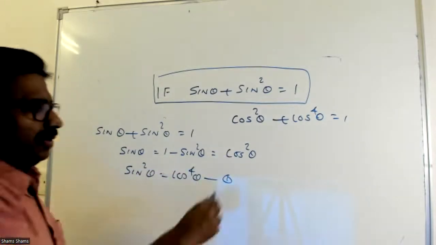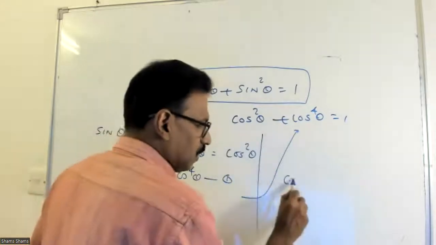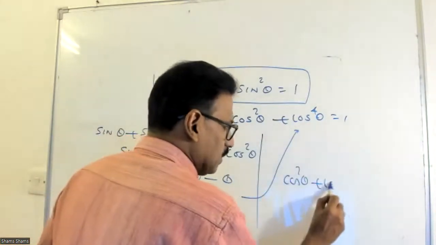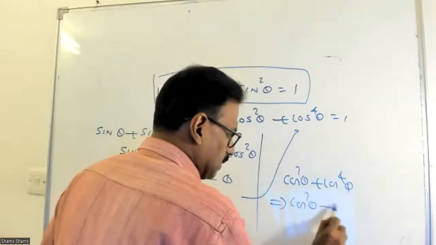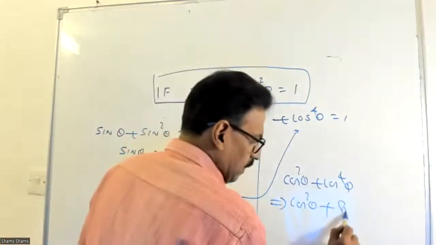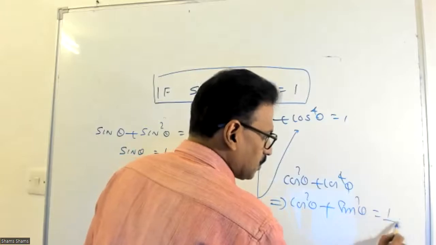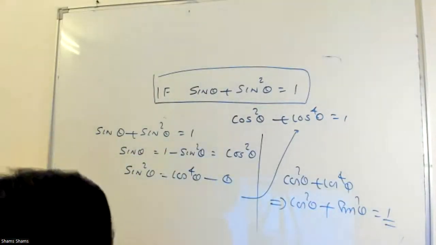Now this result go to here. What happened? Cos square theta plus cos raised to 4 theta is equal to cos square theta plus sin square theta. And we know that sin square theta plus cos square theta equal to 1. Okay. Copy.